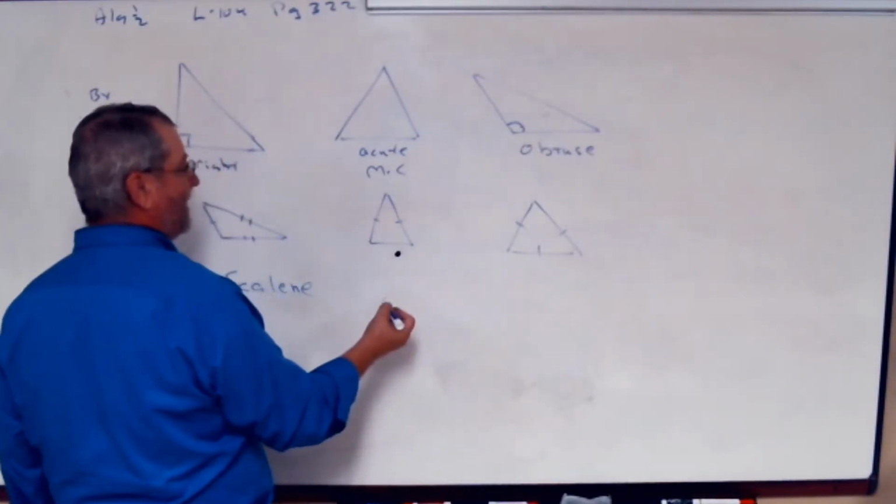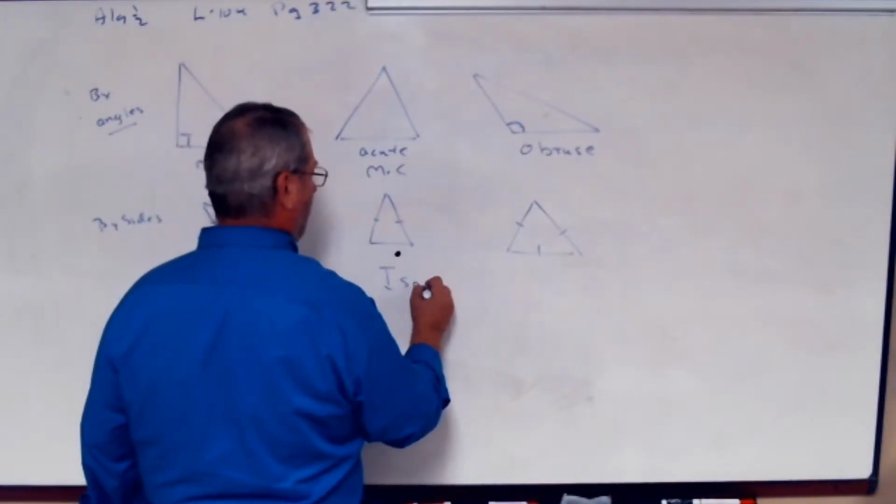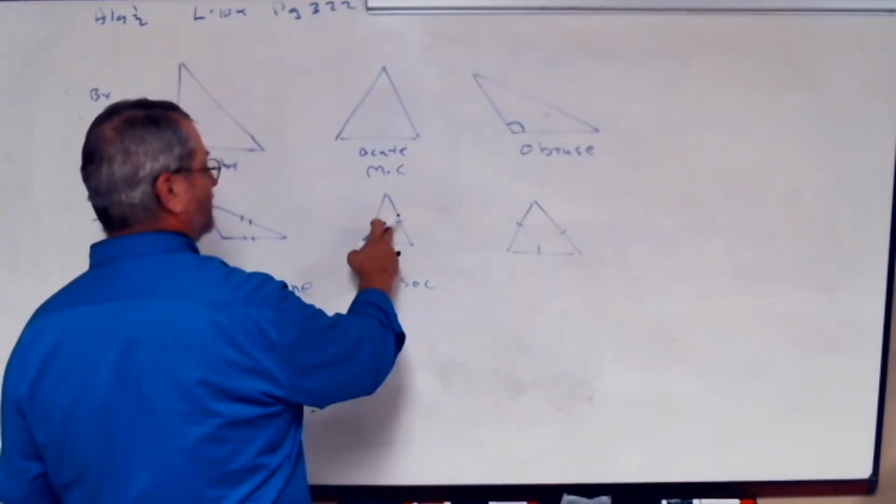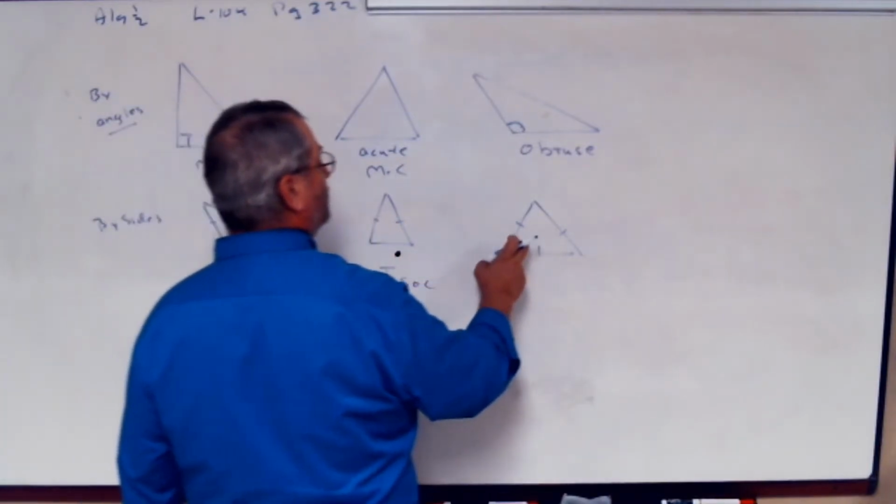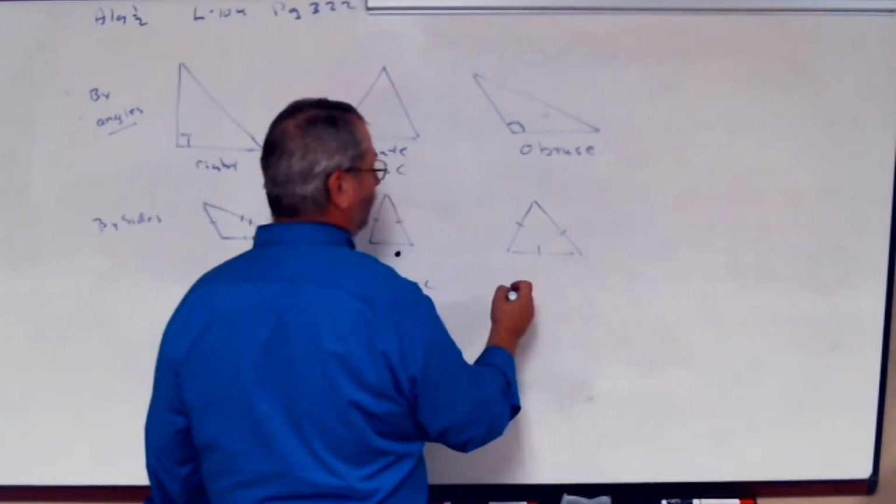Two sides the same, isosceles. I can't spell it. Isosceles, two sides the same. This one here, three sides the same, equilateral.